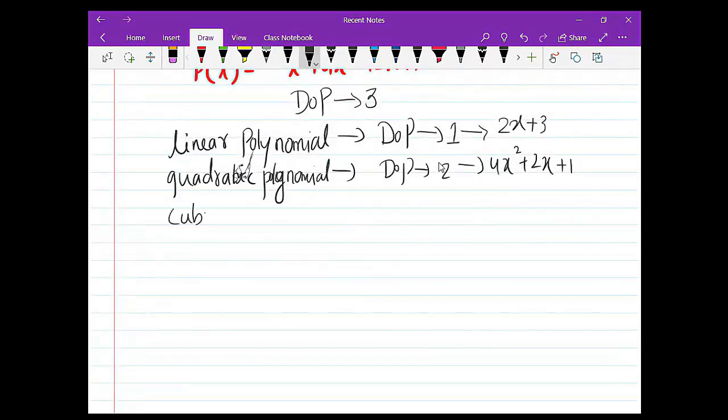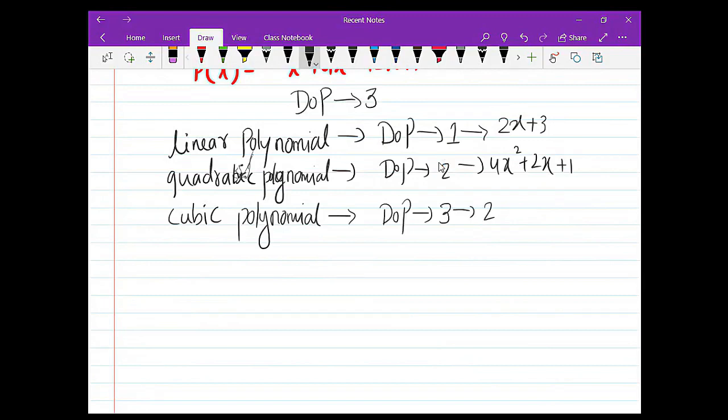And cubic polynomial. Which one do we call a cubic polynomial? The degree of the polynomial is 3. So if the degree of the polynomial is 3, then we call it a cubic polynomial. So here, what is an example? 2x cubed plus x squared plus x minus 3 like that.